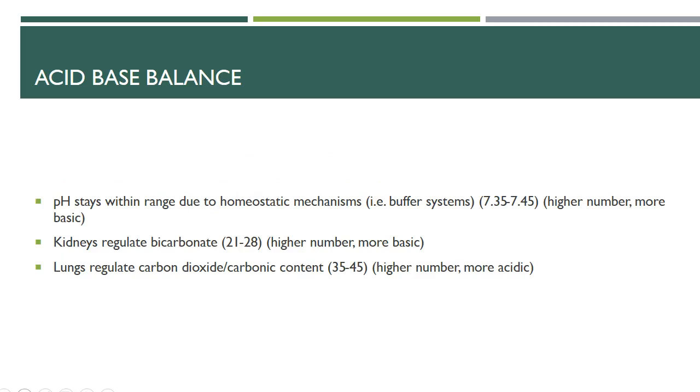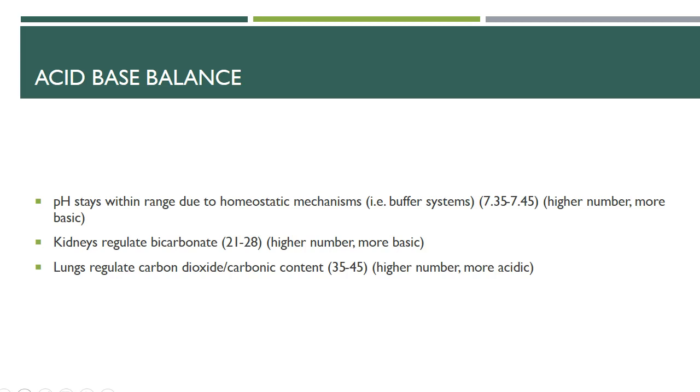So it's important to know that pH stays within range due to homeostatic mechanisms, buffer systems. The range is 7.35 to 7.45. The higher that number is, the more basic we are, the less hydrogen ion concentration our body has. Hydrogen ions are acidic. So the lower that number is, the more hydrogen ions our body has. Our kidneys regulate the bicarbonate, and the number for it is 21 to 28. So the higher it is, the more basic, because bicarbonate is a base. And the lower the number, the more acidic.